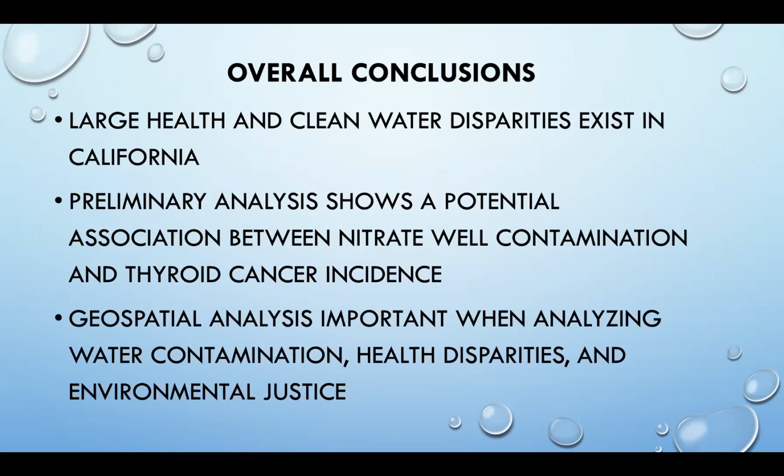Overall conclusions between both the TCP and nitrates: there are large health and clean water disparities in California. There's a preliminary analysis through our research of a potential association between nitrate well contamination and thyroid cancer. And hopefully I've sold you on maps, if you weren't sold already, that GIS can be used to analyze water contamination, health disparities, and environmental justice issues.